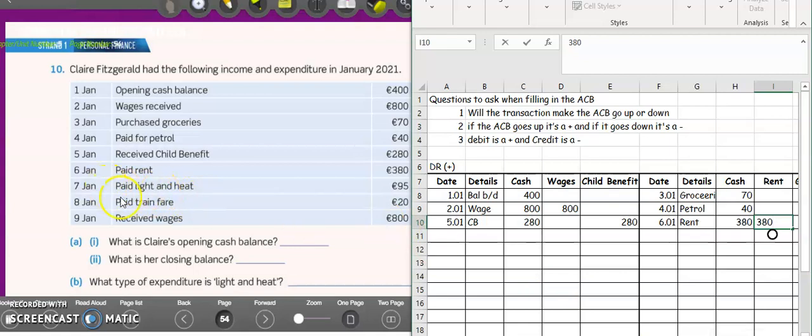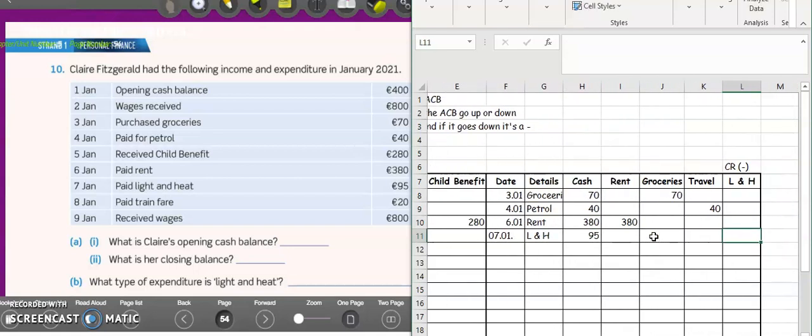Paid light and heat. So once again, paid, money's going to go out. So it's going to make our cash book go down. So it's going to go on the credit side. So light and heat, and it's 95 in our cash, and then 95 in our light and heat.